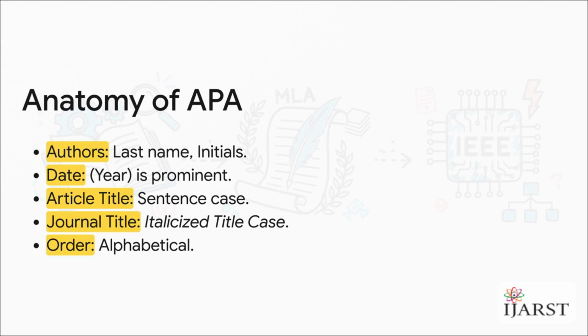Notice the authors? Last name, then just initials. And see that date? It's pushed right up to the front, in parentheses, because, again, for APA, when it was published is a huge deal. The article title is in what's called sentence case, like a normal sentence, but the journal title is italicized and capitalized. And the entire list is organized alphabetically by the author's last name.